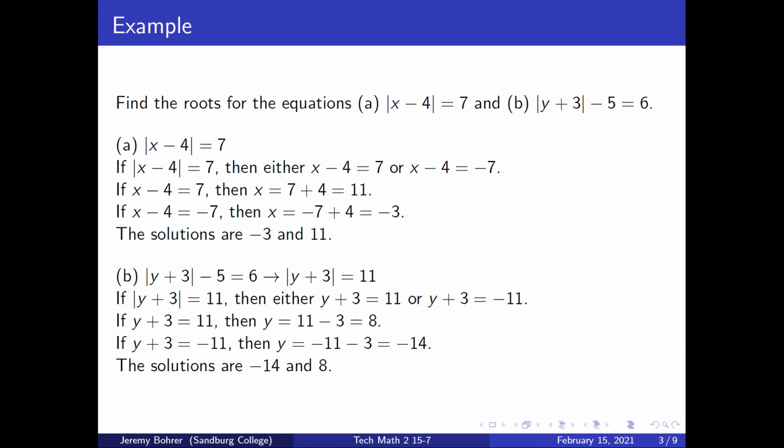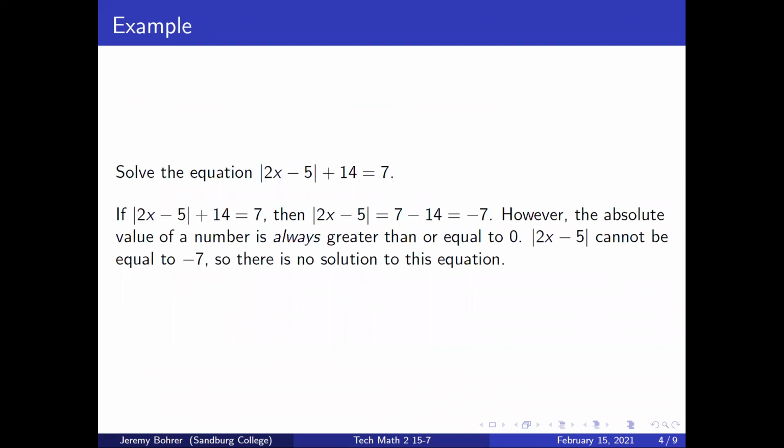If the absolute value of y plus 3 minus 5 equals 6, then the absolute value of y plus 3 equals 11. If the absolute value of y plus 3 equals 11, then either y plus 3 equals 11 or y plus 3 equals negative 11. If y plus 3 equals 11, then y equals 11 minus 3, which is 8. If y plus 3 equals negative 11, then y equals negative 11 minus 3, which is negative 14. Solutions are negative 14 and 8.